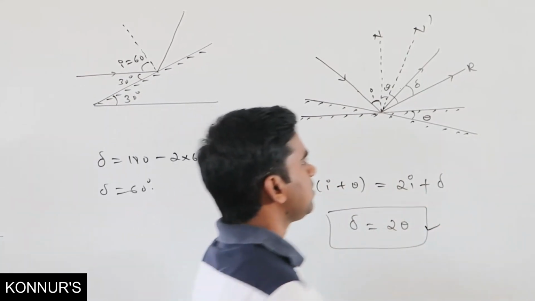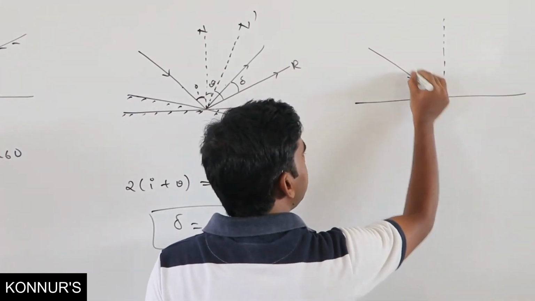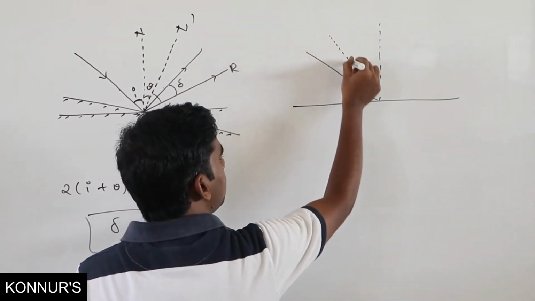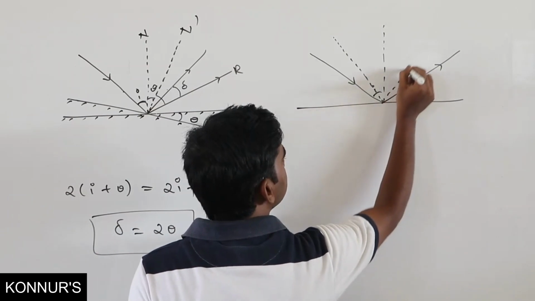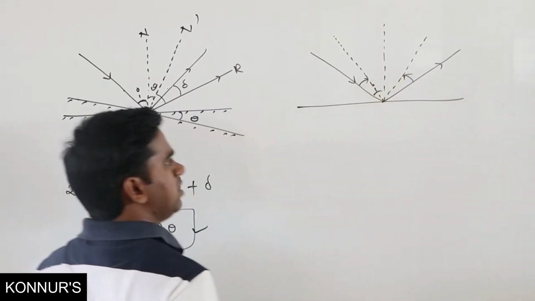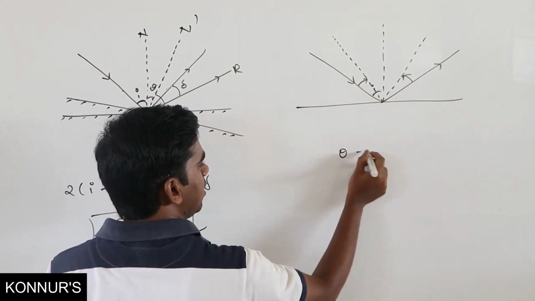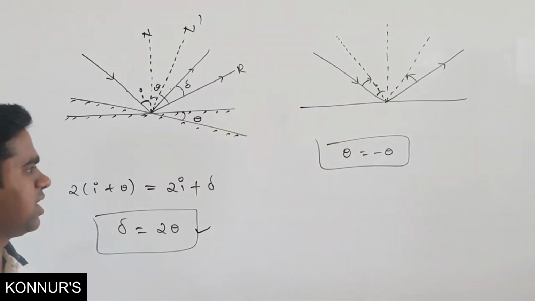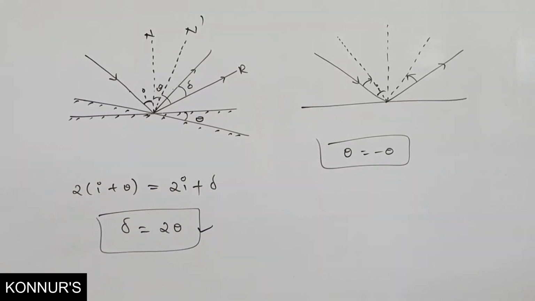Okay. Suppose this is the normal, and the angle of incidence is I. Suppose the ray moves towards the normal. What will happen to your reflected ray? The reflected ray will also move towards the normal, but the direction is anti-clockwise. So if the incident ray moves by an angle theta, the reflected ray will also move by an angle theta, but in the opposite direction. So these are the simple questions based on reflections.